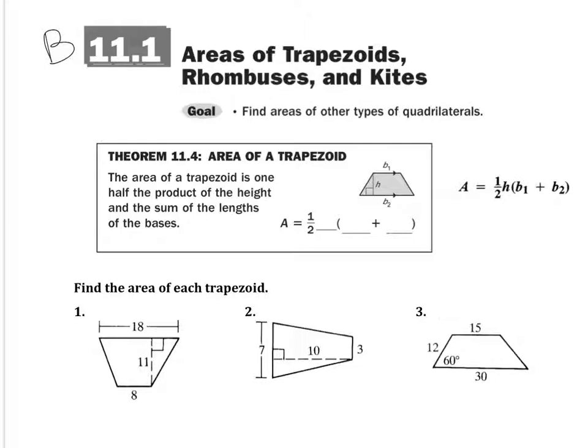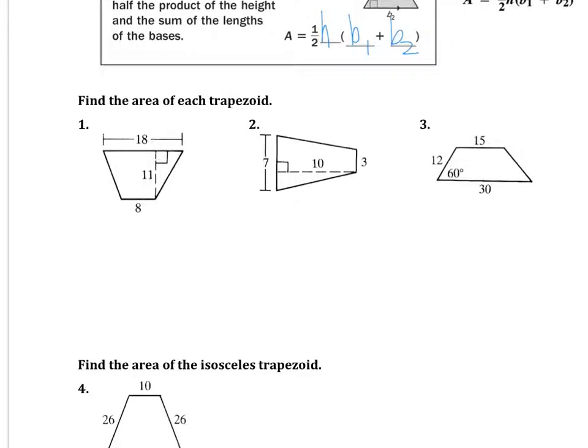They're the parallel sides. And once again, the height is going to be that perpendicular segment between the two bases. So the area is 1/2 times the height times the sum of the two bases. So find the area of each of our trapezoids. So area is going to be 1/2 times the height times the sum of the two bases.